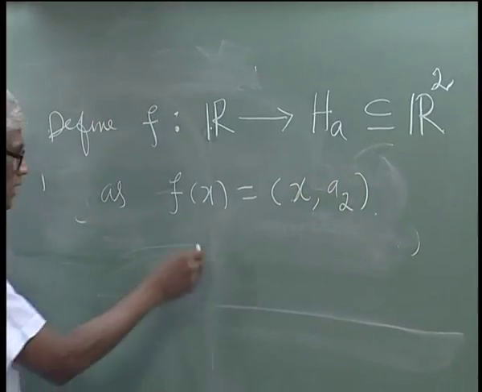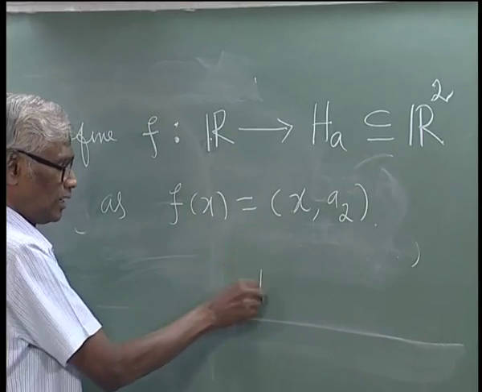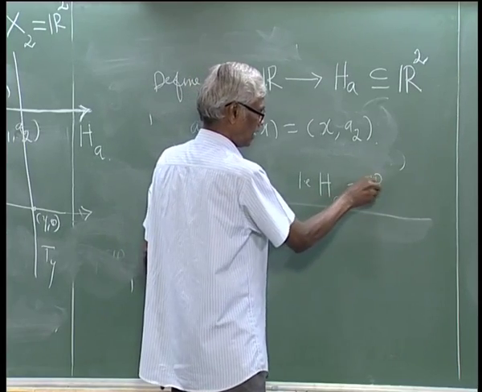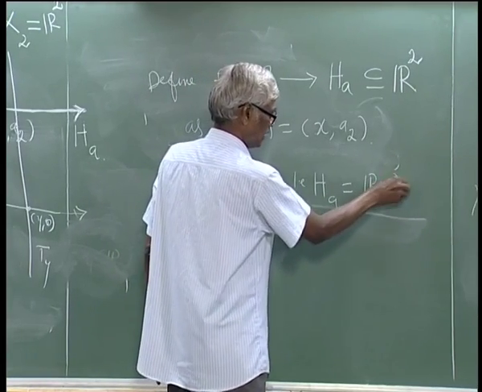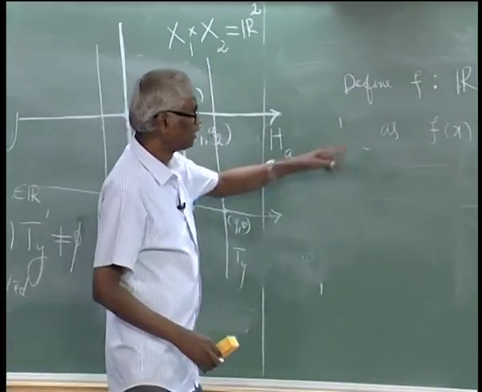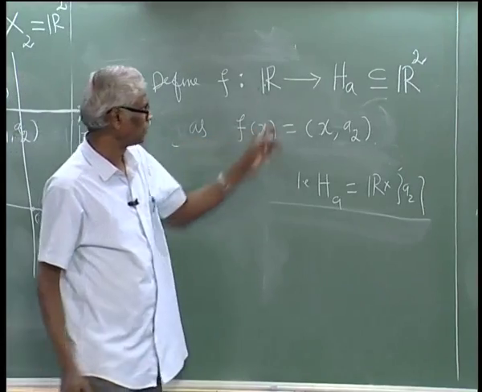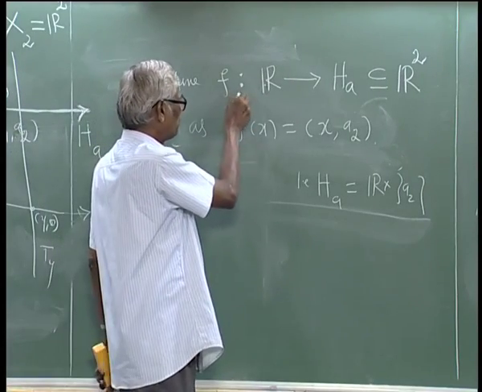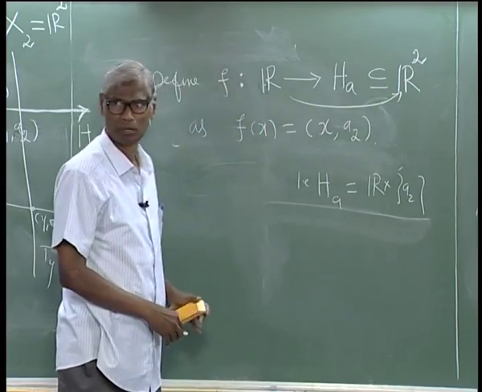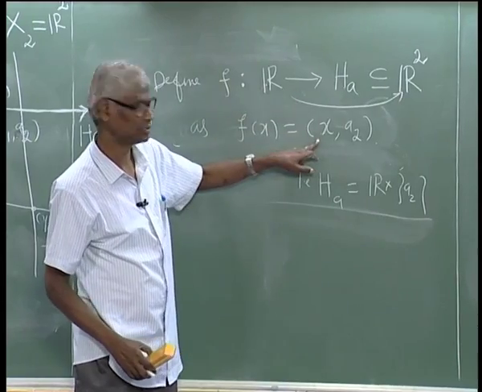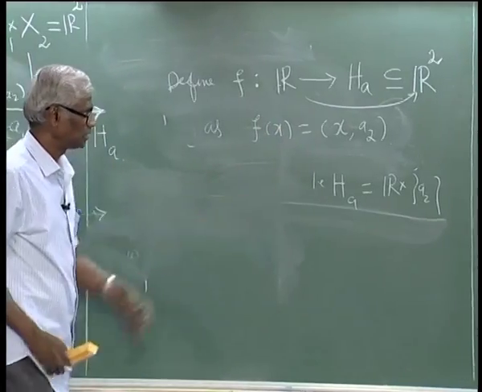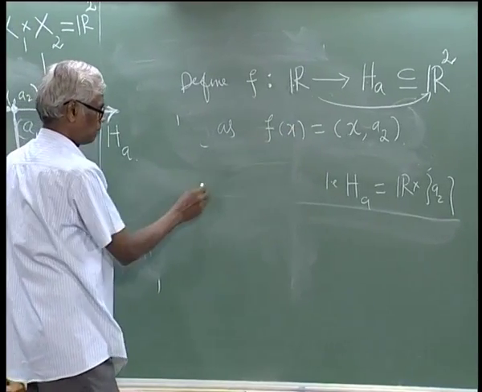We are considering the usual real line, and H suffix A as a subspace of R2 with usual topology. In other words, what is this H suffix A? It is nothing but R cross the singleton {A2}. If you want, we can say that this map f is a function from R to R power 2, but the range is equal to H suffix A.